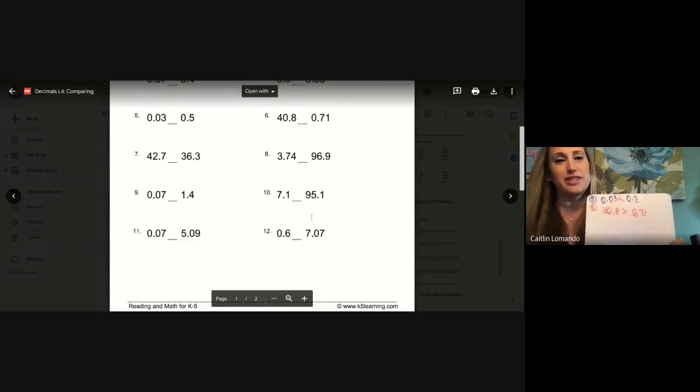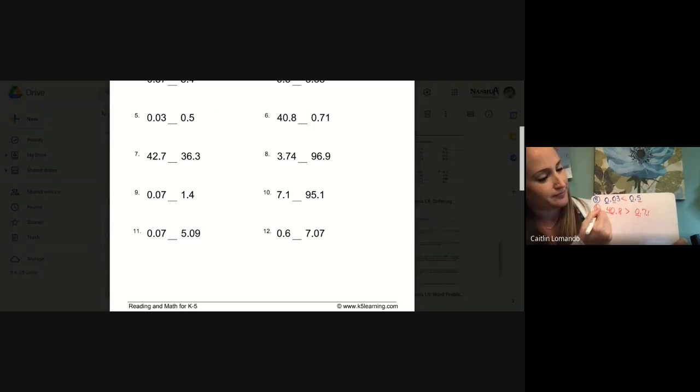Let's look at number 7. Number 7 says 42 and 7/10 and 36 and 3/10. The numbers before the decimal are not the same. So that's easy. Which one's bigger? Let's pause here to insert the correct symbol. 42 is bigger than 36.